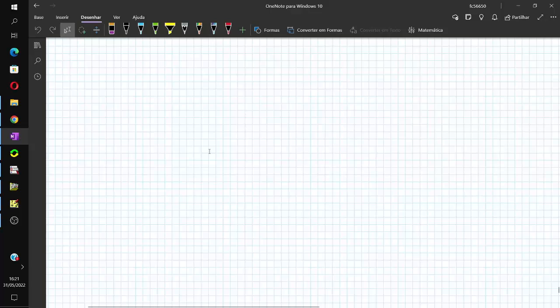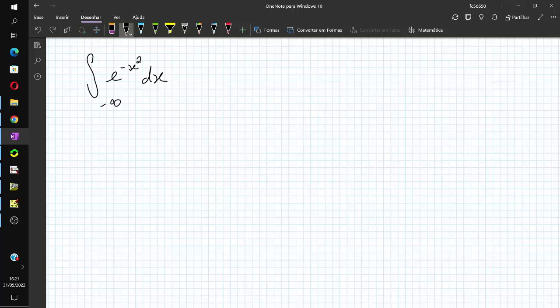So today we are going to integrate the Gaussian curve from negative infinity to positive infinity. So this is a cool challenge and everybody knows how to do it, but it's a nice integral to compute. You can do lots of tricks with this integral.